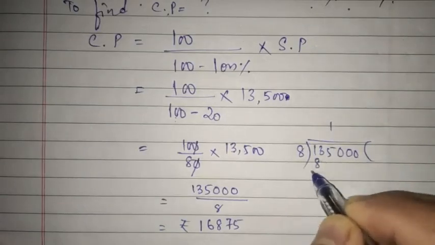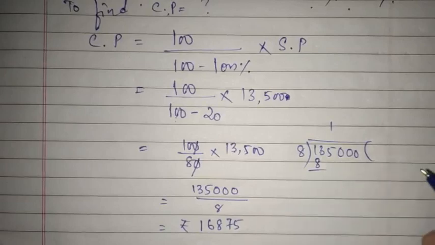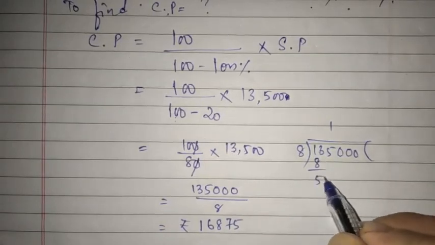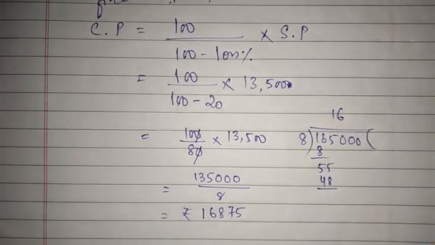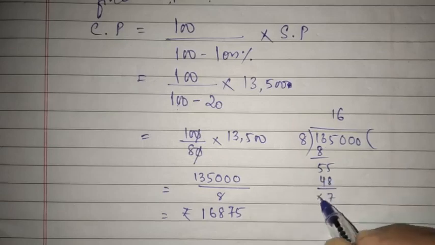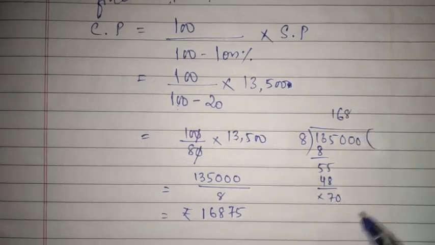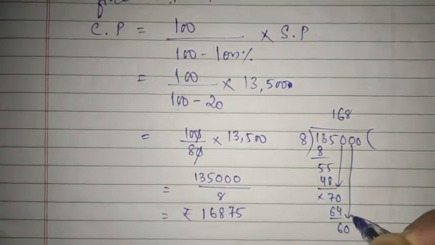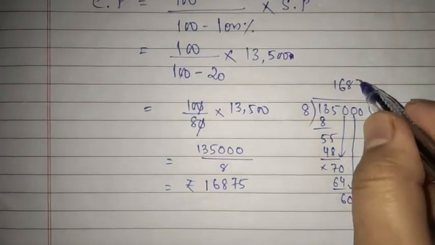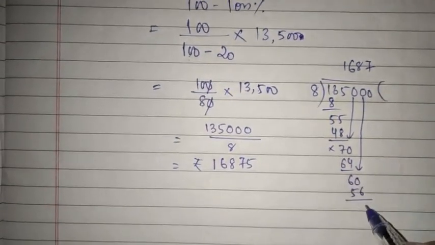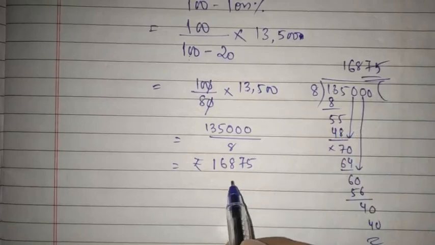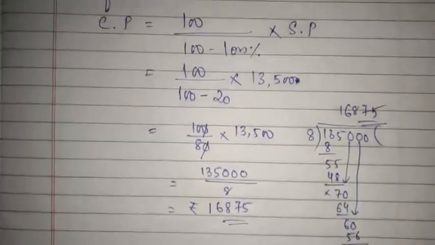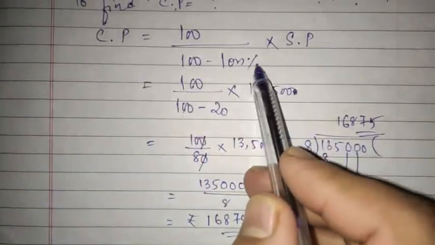8 1 ja 8, right? So 13 minus 8, 5. 8 6 ja 48. Now 8 9 10 11 12 13 14 15. Okay, this 0 will come down. 8 8 ja 64, 6. This 0 will come down again here. And 8 7 again 56. So it is 40. So 8 5 is 40, right? So what is the answer? It is 16,875.